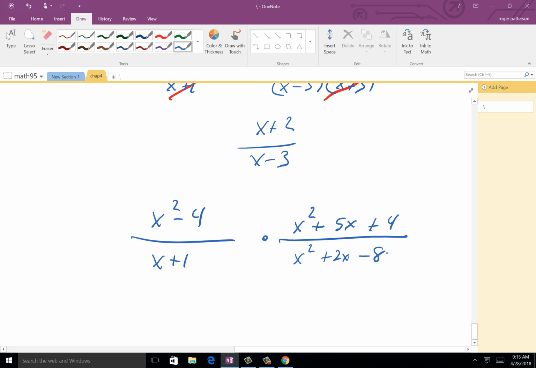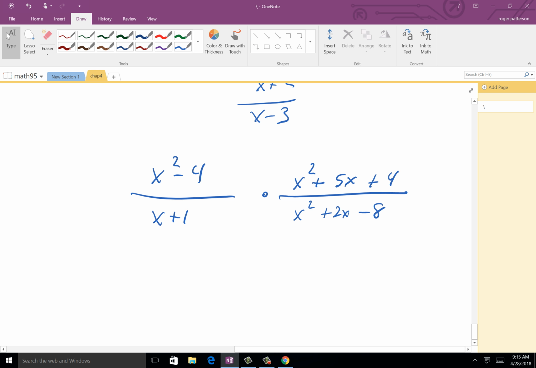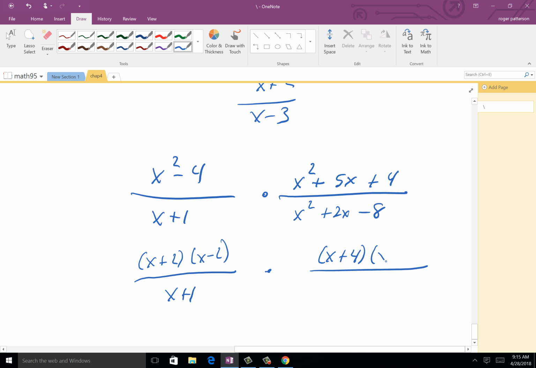Okay, so let's try one like this. So now we have quite a bit of factoring to do here. Okay, back to the top part, what do we get? Bottom, nothing. Top part over on this one. Bottom one. Okay, here we go. And then this one.